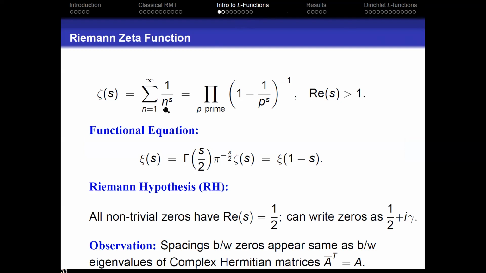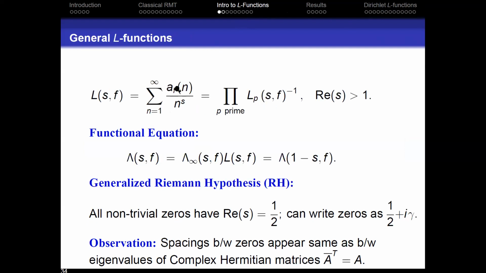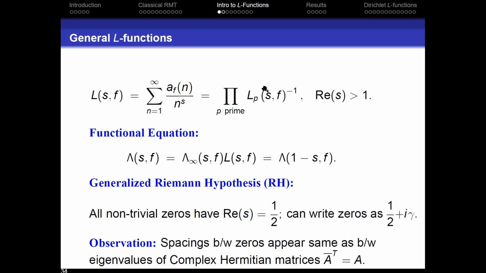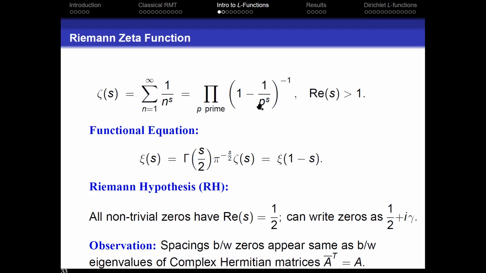More generally, instead of having 1, we could have some other numbers over here. We'll always assume there's some kind of product. This is called the Euler product. And we write it as a product over primes of something nice. So here it's 1 minus 1 over p to the s, inverse. More generally, we have some function that depends on p. And there's supposed to be a functional equation relating its values at s and its values at 1 minus s.